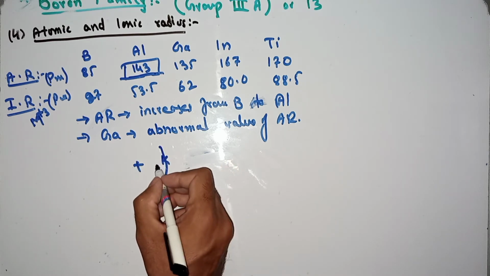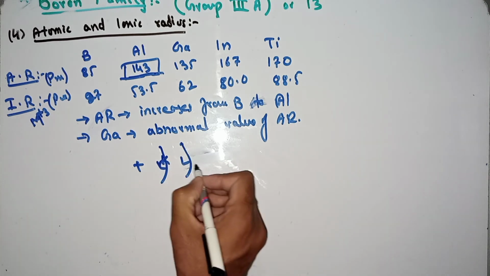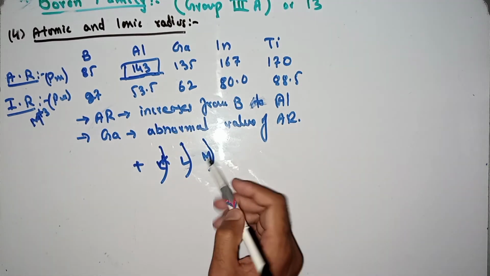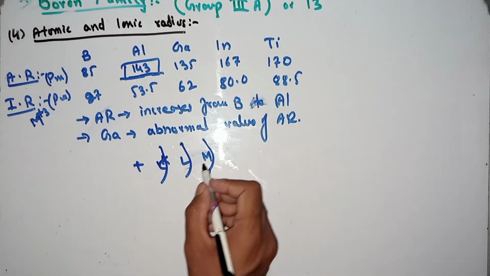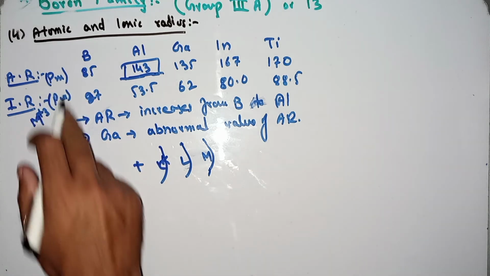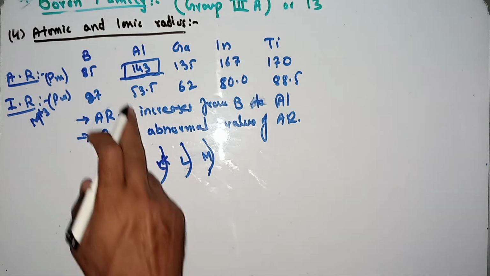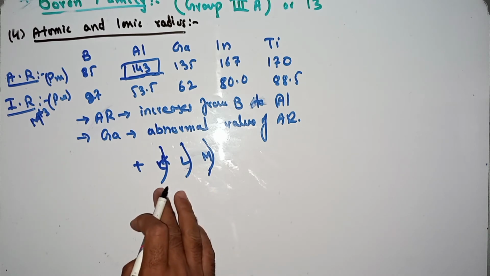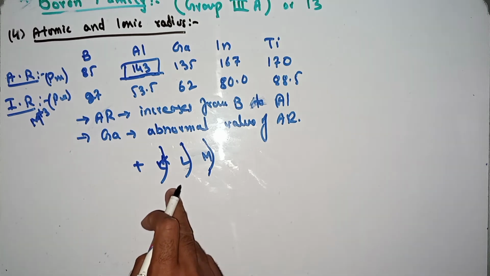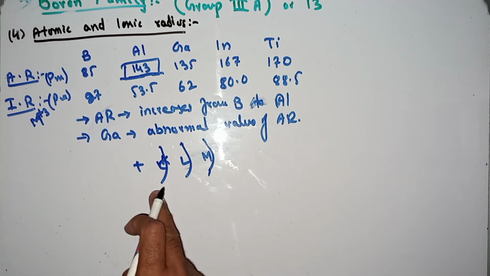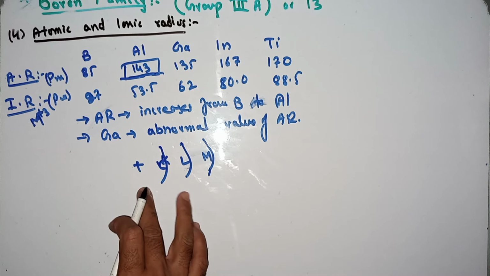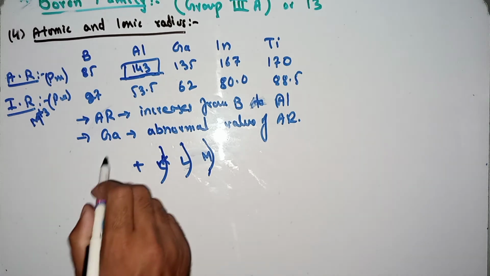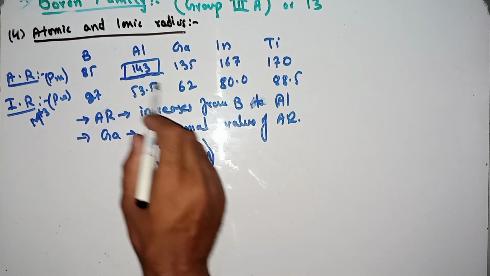K shell is the first shell, L is the second, while M is the third shell. Here in aluminium, the outermost shell, the valence shell, is the M shell. In boron there are only 2 shells, K and L, while in aluminium there are 3 shells. This means the screening effect increases. One extra shell has been added between the nucleus and the valence electrons, so the atomic radius increases. That's why this sharp increase from boron to aluminium occurs.